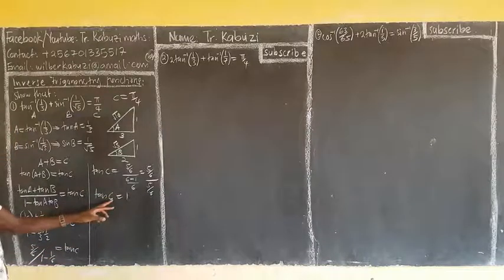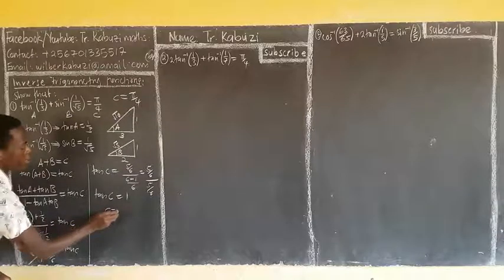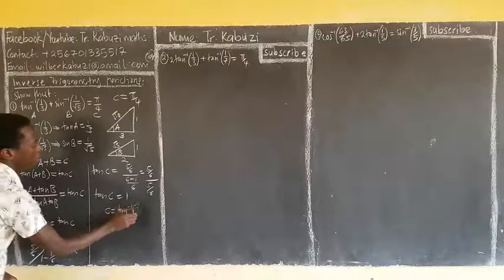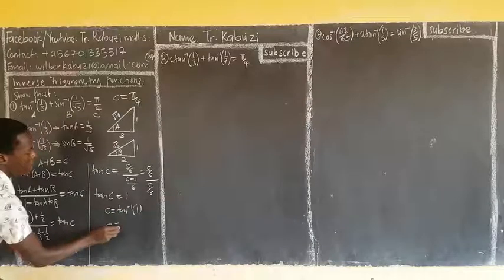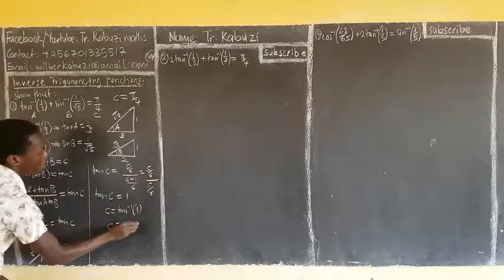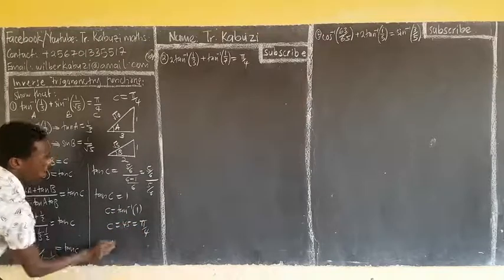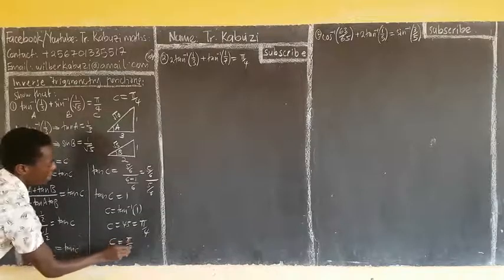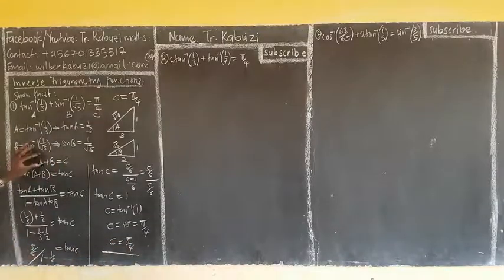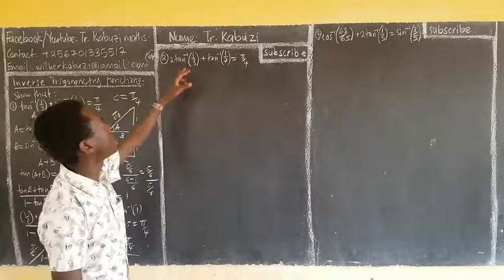I want to get my C. My C will be tan inverse of 1, so that my C will be pi over 4. So we have proved that C is equal to pi over 4, meaning that A plus B is equal to C. So there we have proved that. When you come to this, the same idea.